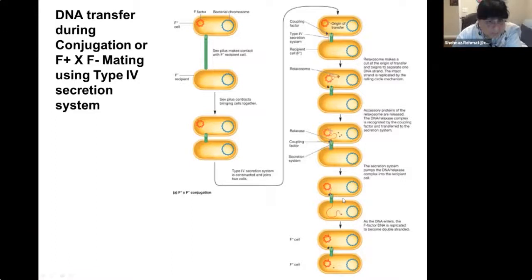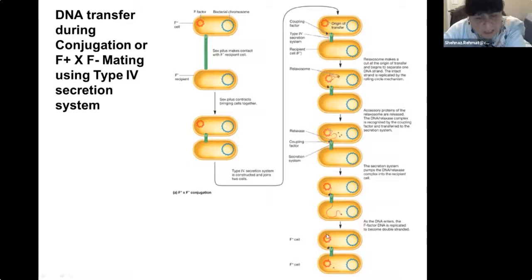I'm making it a very simple explanation, but of course there are a lot of proteins involved in all of this transfer. But we are capitalizing on comparing different delivery systems. So we are just looking at the type 4 secretion system being used for transfer of DNA between the donor and the recipient. And again, the single-stranded DNA will enter into the recipient.